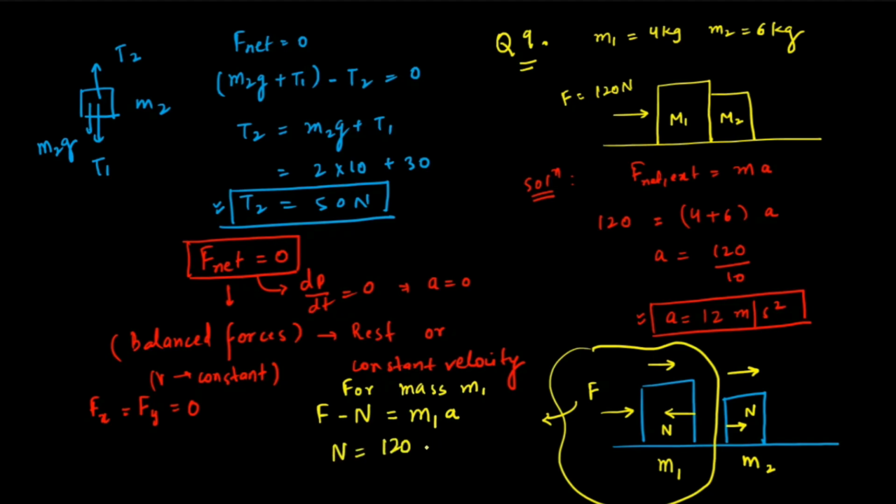So N must be equal to 120 minus 4 into 12, that is 120 minus 48, which is 72 newtons. So this is the normal force that is acting between block A and block B.